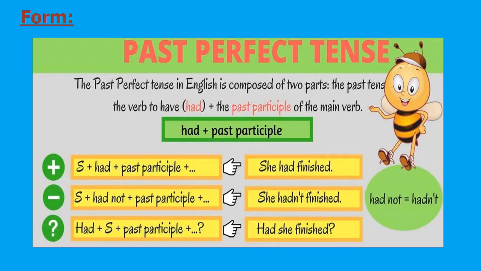In the affirmative sentence, the form is subject plus had plus past participle, she had finished. The negative sentence will be had not or hadn't plus past participle. She hadn't finished. Yes/no question, starting with the auxiliary verb, subject, and verb. 3 steps to form a yes/no question. Here in the past perfect will be had plus subject plus past participle. So the question will be, had she finished?